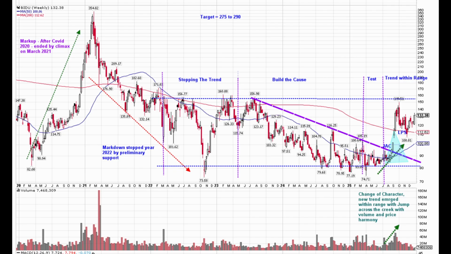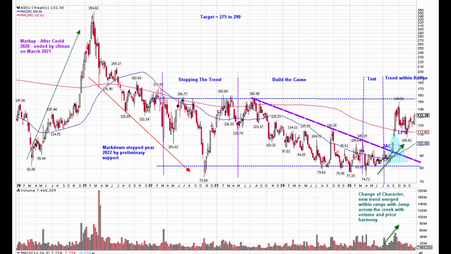This happened at the low of $74.71 around April and May. Volume during this test was less than 20 million, indicating that supply was fully absorbed. The test was successful and a new trend has emerged.